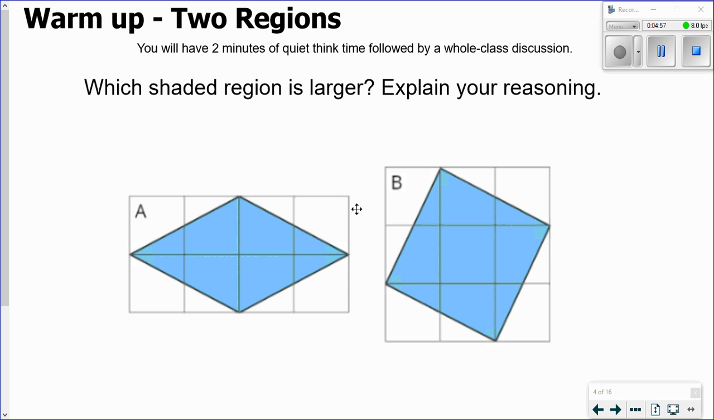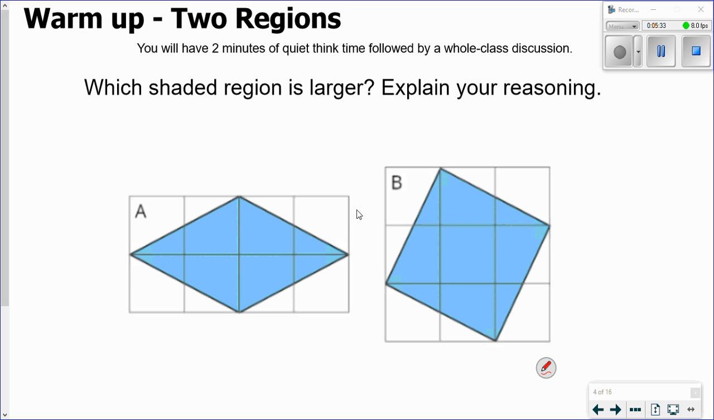All right, well, welcome back. Hopefully, after you've messed around with these two figures, you realize that figure B has the larger shaded region because figure A is actually 4 square units and figure B is 5 square units. So some strategies that you may have used for figure A could have been calculating the area of 2 triangles.